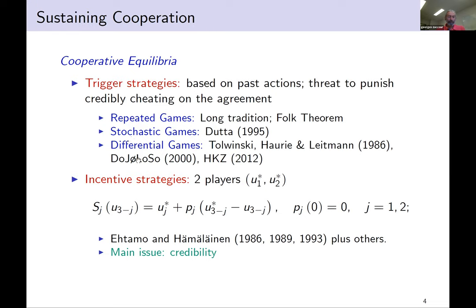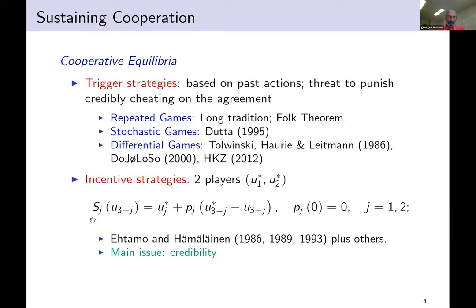Now, in different classes of dynamic games, we have theorems characterizing the conditions under which these trigger strategies would lead to a cooperative equilibrium, whether in repeated games, stochastic games, and differential games. Under this heading of cooperative equilibrium, we can also use so-called incentive strategies.